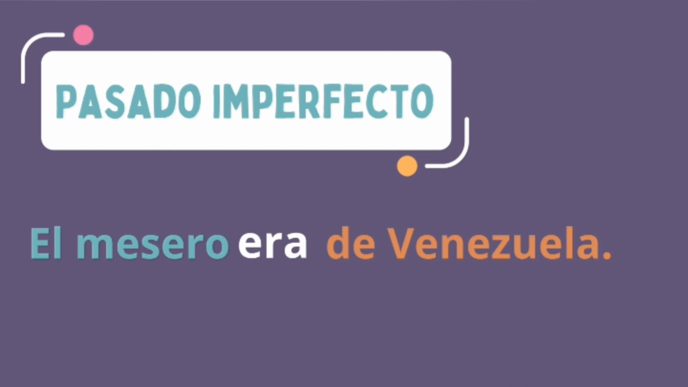When you're talking about where someone was from, then you gotta use the imperfect past, okay? Here, you're talking about where the waiter was from. So if you're talking about that, then you have to use the imperfect past. The waiter was from, and then the place. Venezuela, in this case. El mesero, the waiter, was from, era de, and then the place. Venezuela. Okay, so if you're talking about where someone was from, then you gotta use the imperfect past.